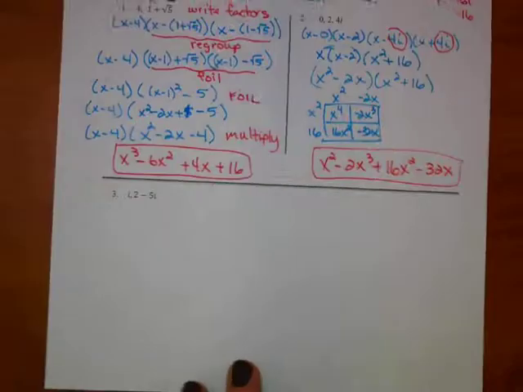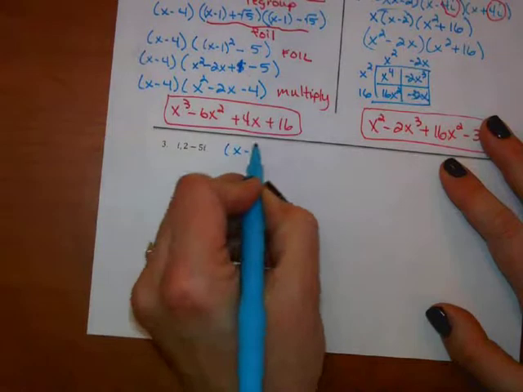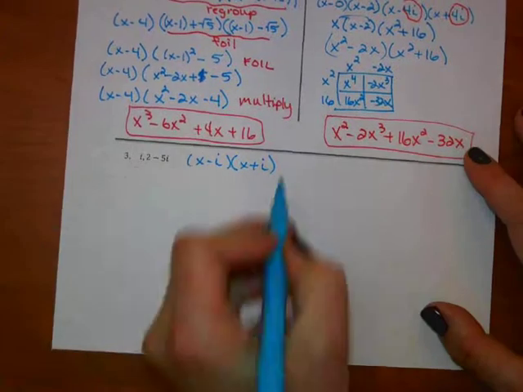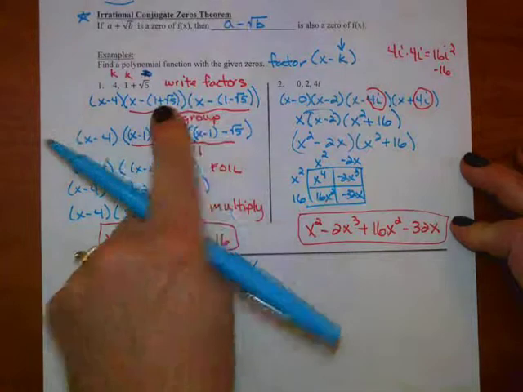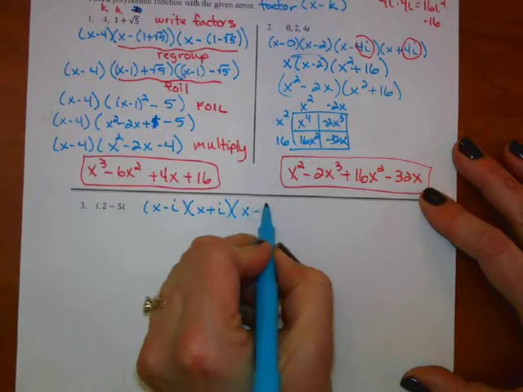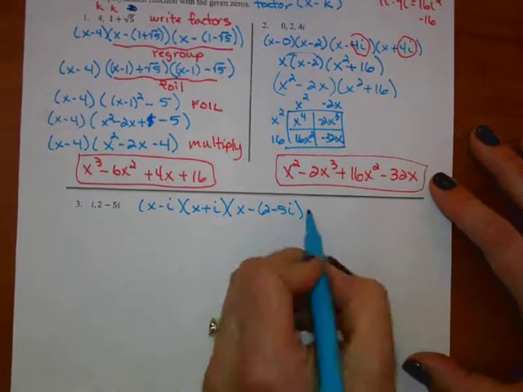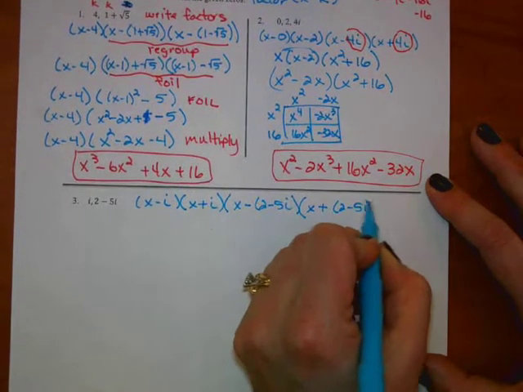Let's do this last one here. So I'm seeing 2 zeros here, but I really have how many? 4. I really have 4, because I got conjugates I have to consider. So x minus i and x plus i. That's the first one there. And then this one's going to look like what we did up here. So I have x minus 2 minus 5i and x plus 2 minus 5i.